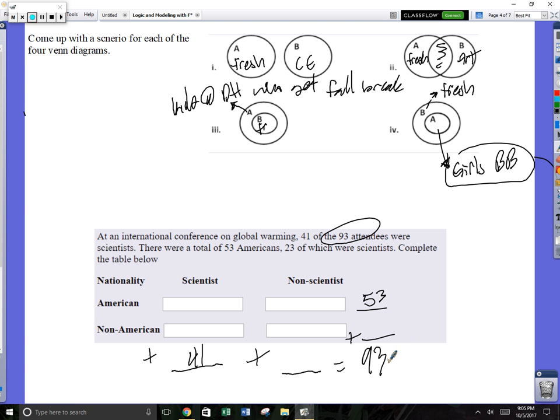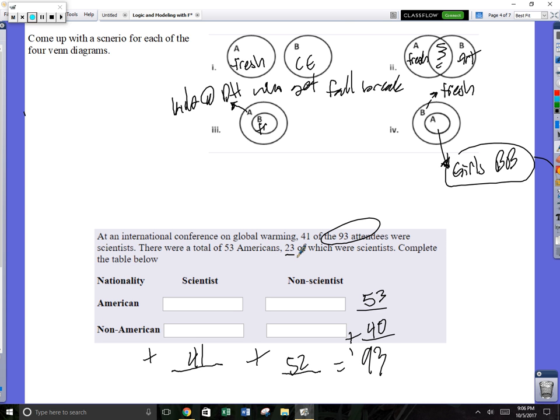So I can maybe pause and fill in these blanks. If I do 93 minus 53, this is 40. So I know that the non-Americans at this conference, 53 were American, 40 were non-American. And if I do 93 minus 41, I know that there must have been 52 people that were non-scientists.